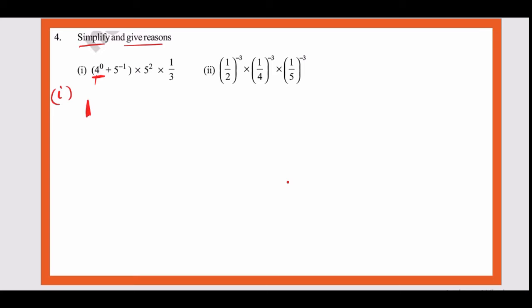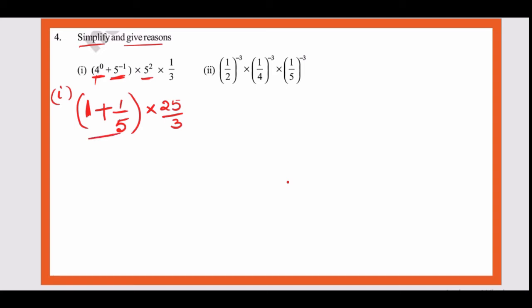So anything power 0 is 1, plus 5 power minus 1. We have already discussed this in the previous question. Whenever you have power minus, you can directly bring it to the denominator by changing its sign. So 1 plus 1 by 5, within the brackets, into 5 square, which is nothing but 25, into 1 by 3, so I can directly write it as 25 by 3.